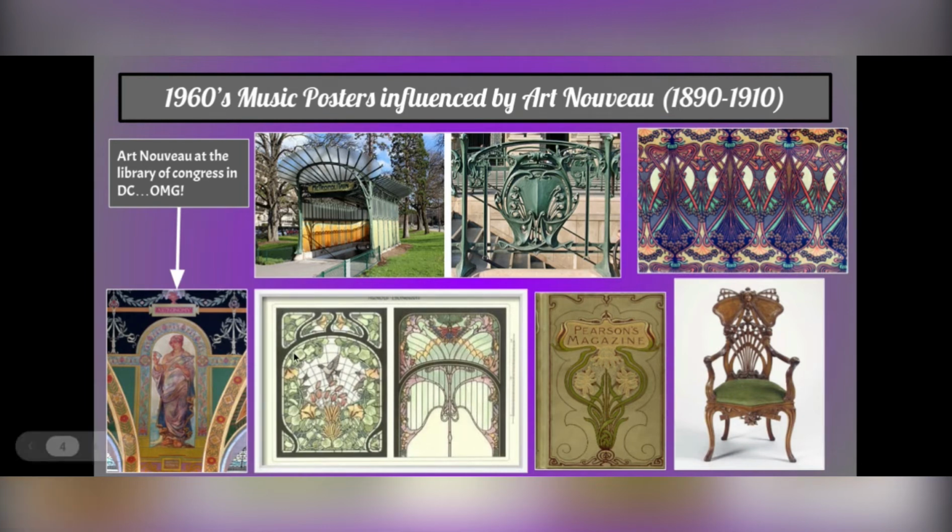You guys can see right here that Art Nouveau pretty much touched all different types of art. It touched a bunch of furniture, different types of cityscapes, buildings, stained glass, illustrations in books. And here, if you guys end up going to Washington, D.C., there actually is Art Nouveau all on the ceilings of the Library of Congress.